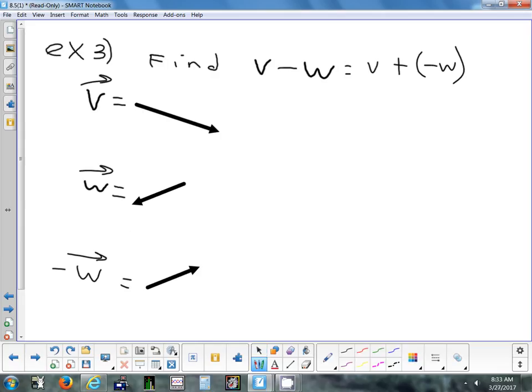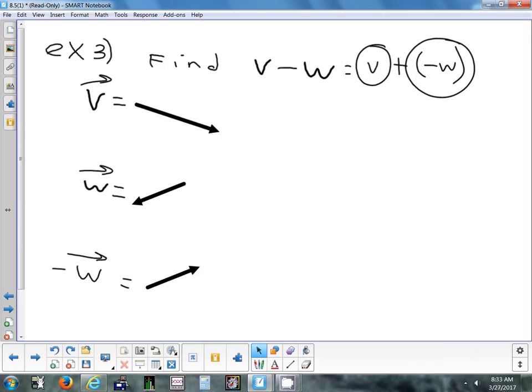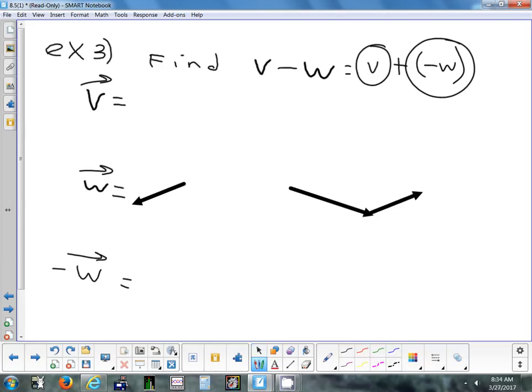Okay, now I'm going to take v and add negative w onto the end of it, and that's like subtracting. So here's v and negative w, and that's v minus w. Any questions on that?